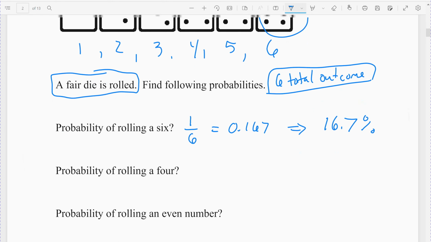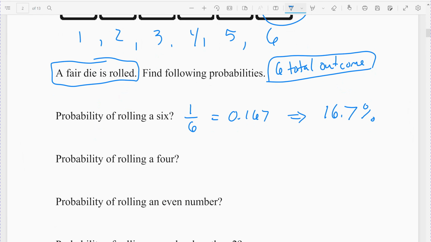Rolling a 4, well, as it turns out, there's only 1 four, right? So it's the same probability. There's 1 four out of 6 that you could possibly roll. Only 1 chance out of 6. So any of them, if I had to pick 2, 3, 5, there's 1 chance out of 6 of rolling any of those numbers, which comes out to be a 16.7% chance of rolling any number.